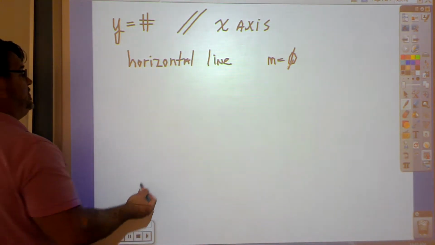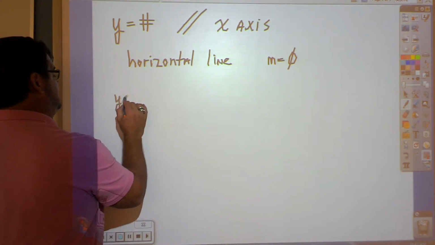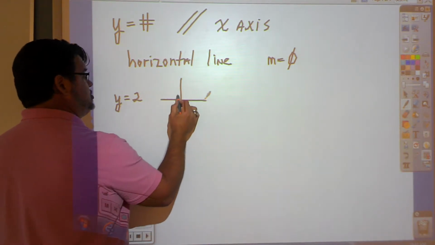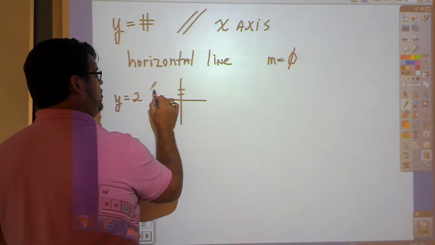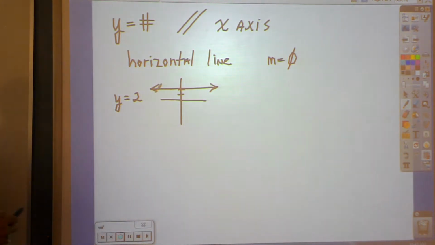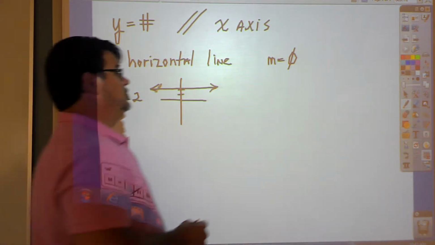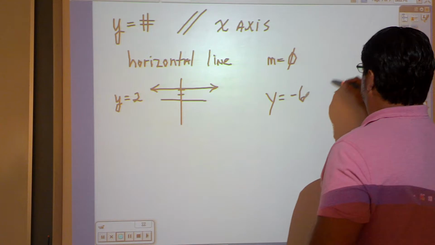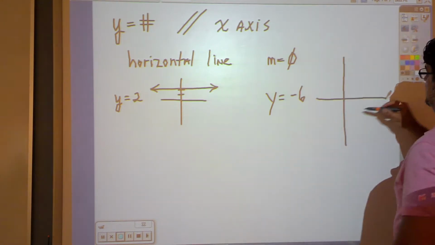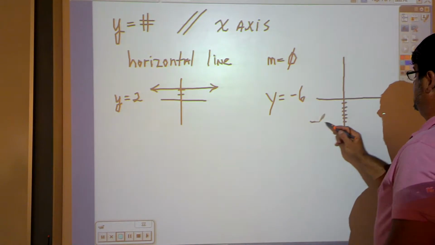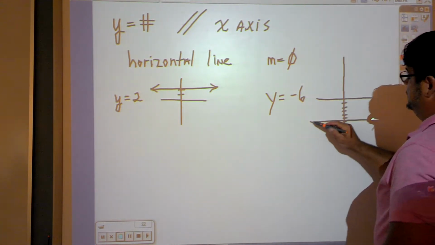So let's do a couple of examples. Y is equal to 2. Plot your y is equal to 2 and draw a horizontal line. That's it. Y is equal to -6. 1, 2, 3, 4, 5, 6. Horizontal line.